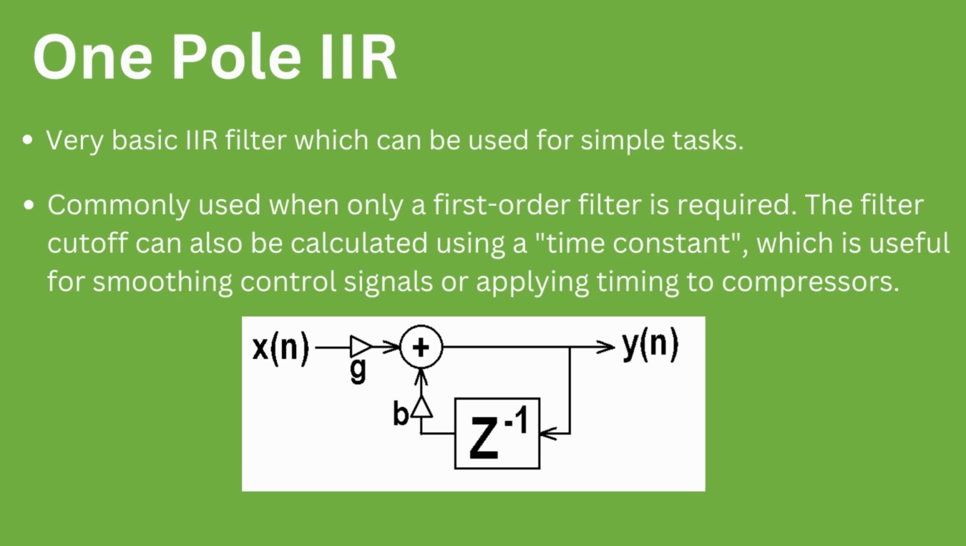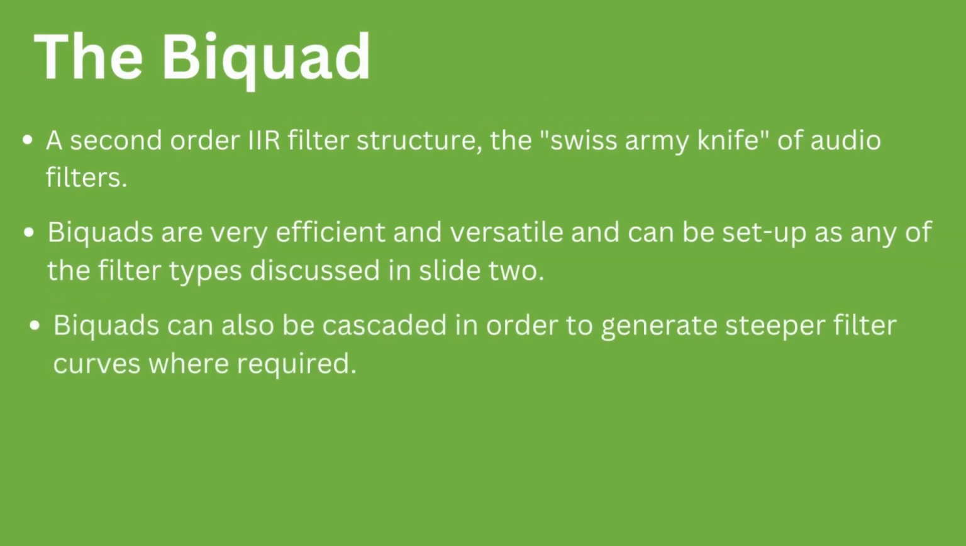The biquad is another IIR filter type. Due to its efficiency and flexibility, it is widely considered the Swiss Army knife of digital filters. The biquad has many applications and can be set up as any one of the filter types mentioned in the second slide. A single biquad is a second-order filter structure.